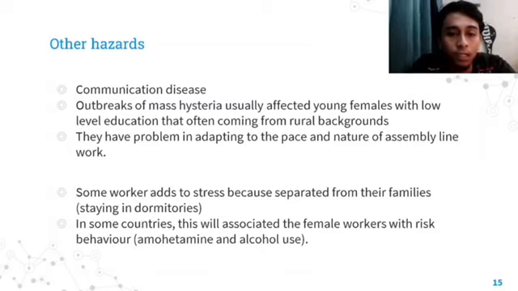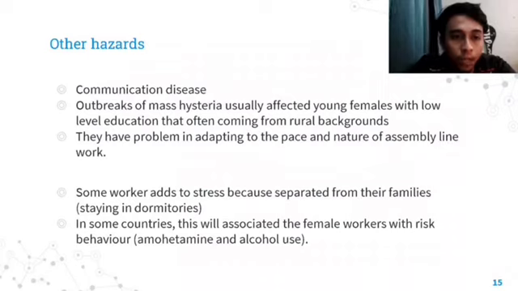So for other hazards, it can be communicable disease. Outbreaks of mass hysteria usually affect young females with low level of education who often come from rural backgrounds. They have problems adapting to the pace and nature of assembly line work. Some workers had stress because they were separated from their family while staying in dormitories. In some countries, there is associated behavior which is amphetamine and alcohol use.